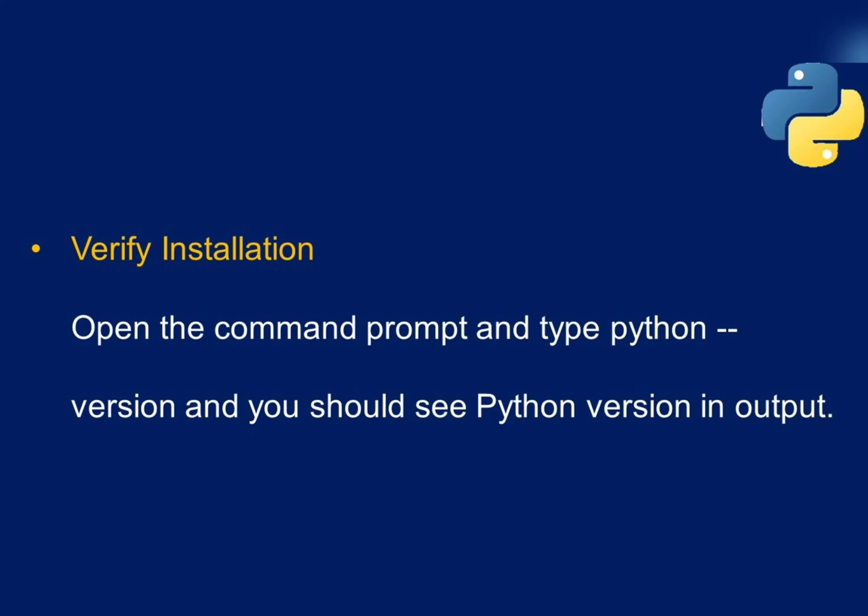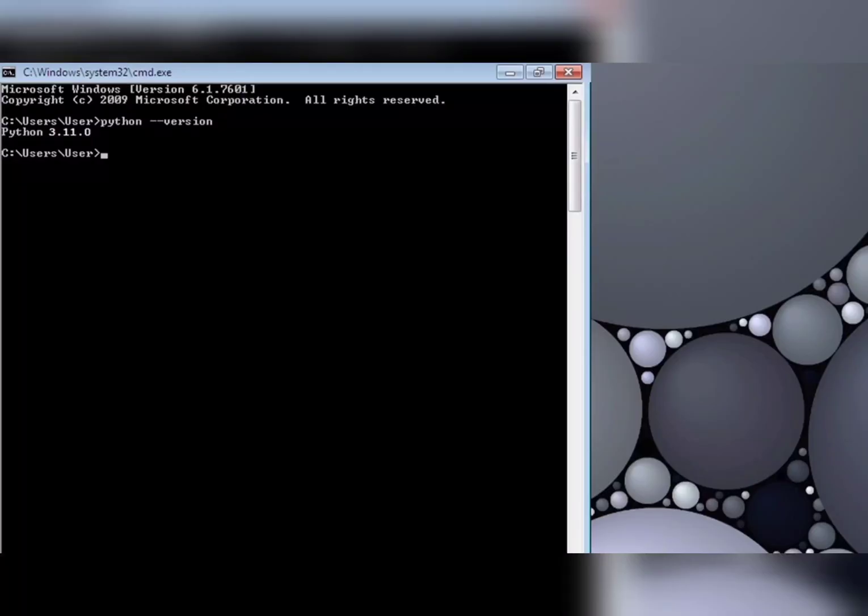To verify it, open the command prompt and type python --version, and you should see the Python version in the output. You can see this on this screen. Python 3.11.0 will be visible on screen, giving confirmation of successful downloading and installation. If something like this is visible on your screen, then it is successfully installed.